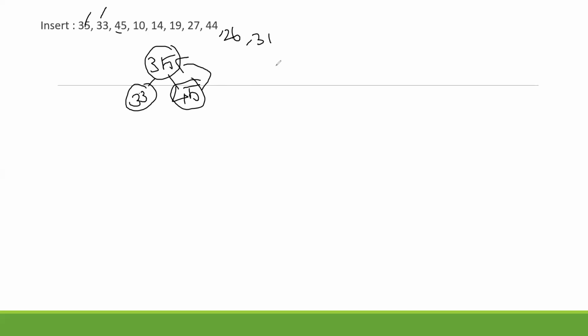So what happened here? I will write 45. Now 35. This one 33. This is 35. I got it. Now next one. Next level by level we have to insert. Next 45 is over. Now 10 has to insert. 10 will be no problem because it's the smallest value compared to its parent.